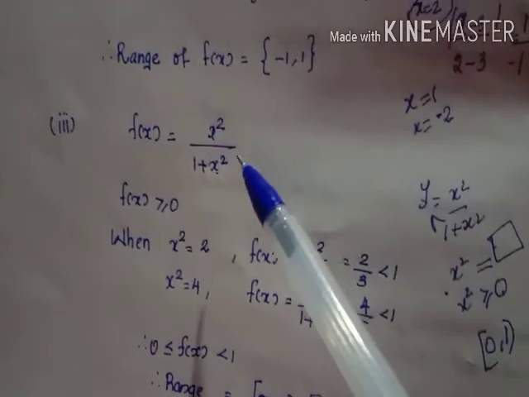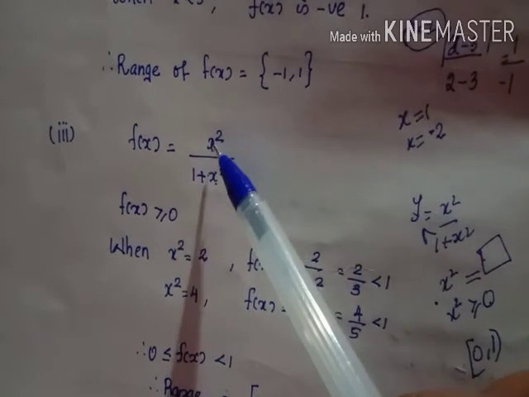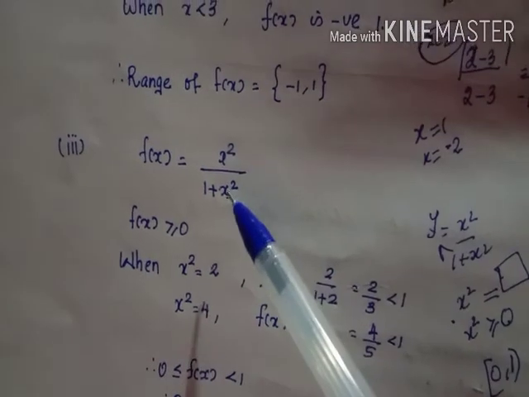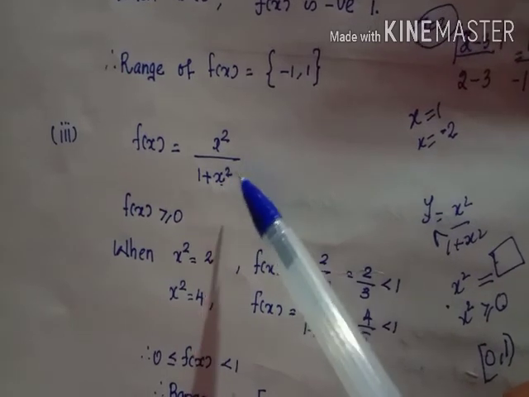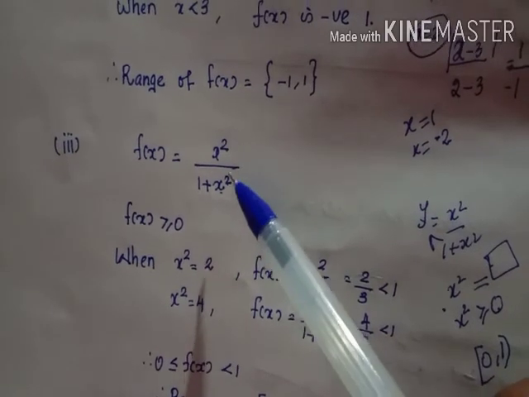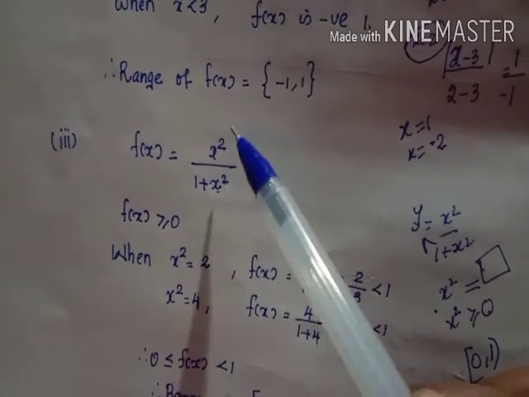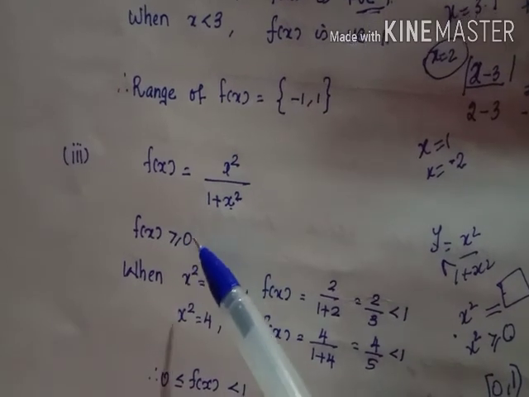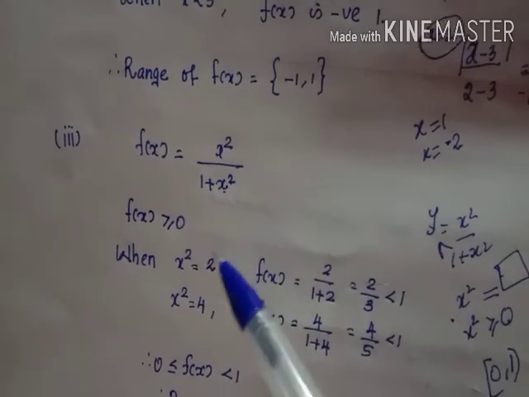Let's see. Here the function is x square by 1 plus x square. Here x square is a square function. So both numerator and denominator are positive quantities. As a result, the total expression x square by 1 plus x square is always a positive quantity. It will never be negative. So, we can say f of x is always greater than or equal to 0.